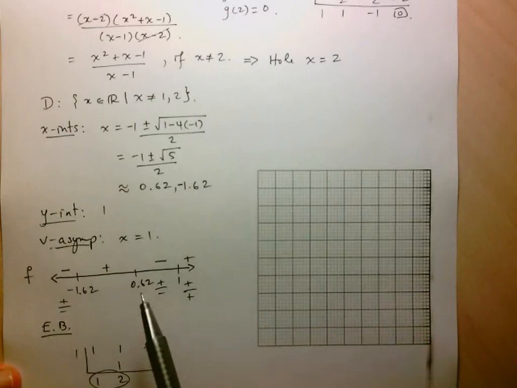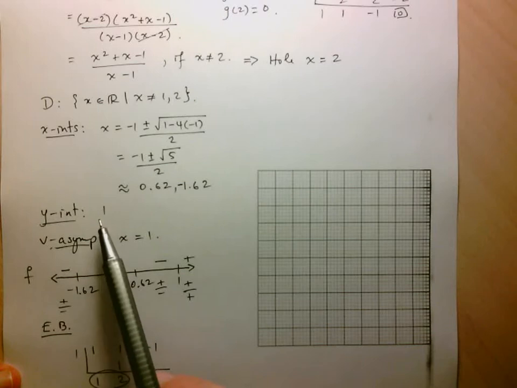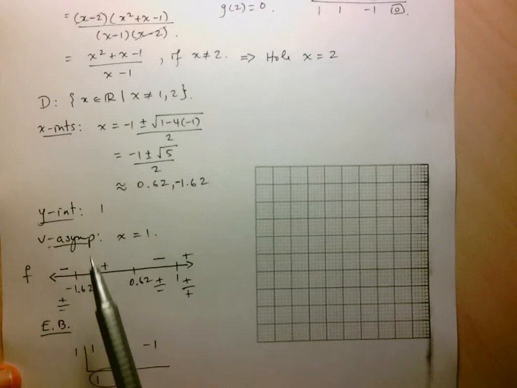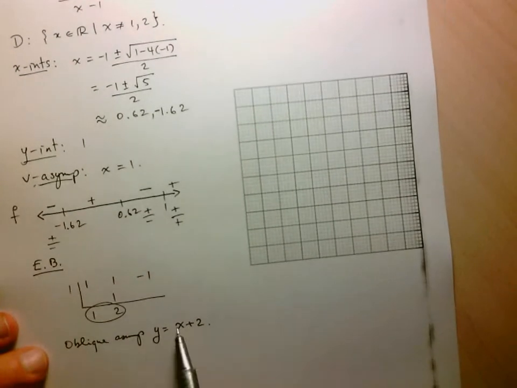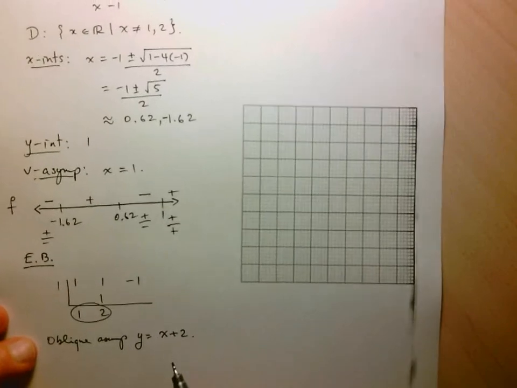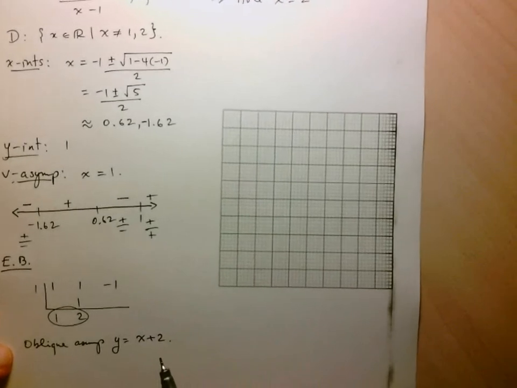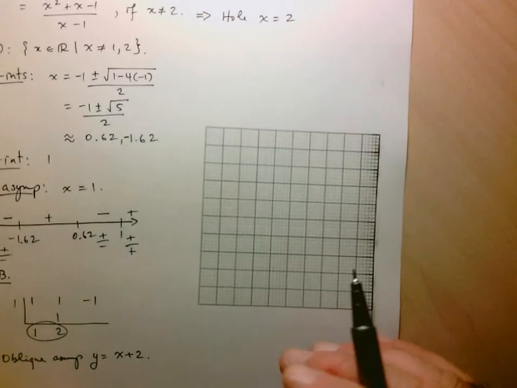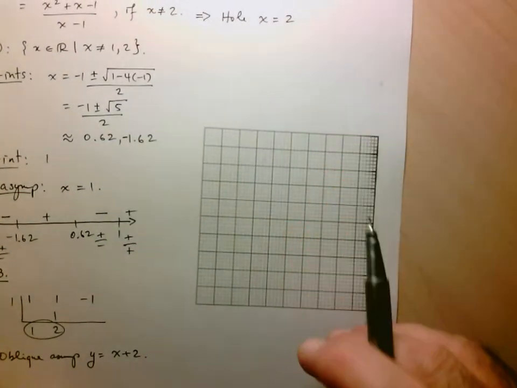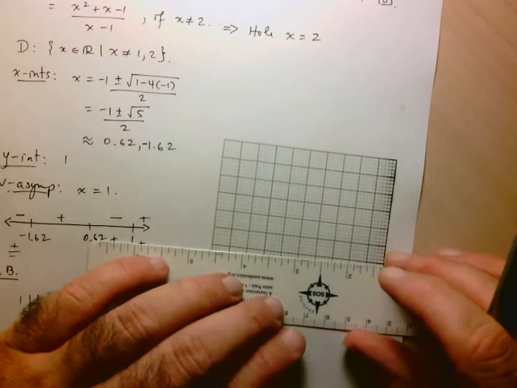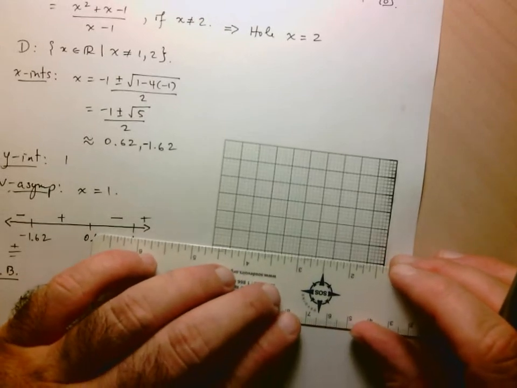Okay, now for the y values, I have a y-intercept of 1, which is pretty small, but I look at my oblique asymptote and I see that I'm going to have to take y equals x and move it up by 2 units. So I think I might just stick with going up by 1s on the y-axis, and I'm actually going to draw the x-axis a little lower just to make sure I have enough room on my graph to draw this.